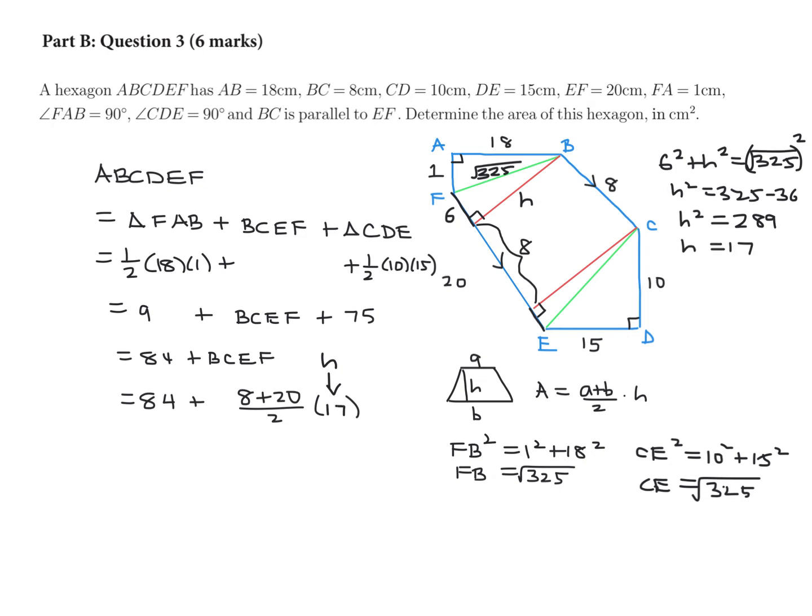Okay, great. So let's crunch out these numbers. We get 14 times 17. So 84 plus 14 times 17 is what? 238, and therefore the total is 322. Yeah. Okay, so had to do a little bit of Pythagoras and that kind of stuff, but wasn't too bad.